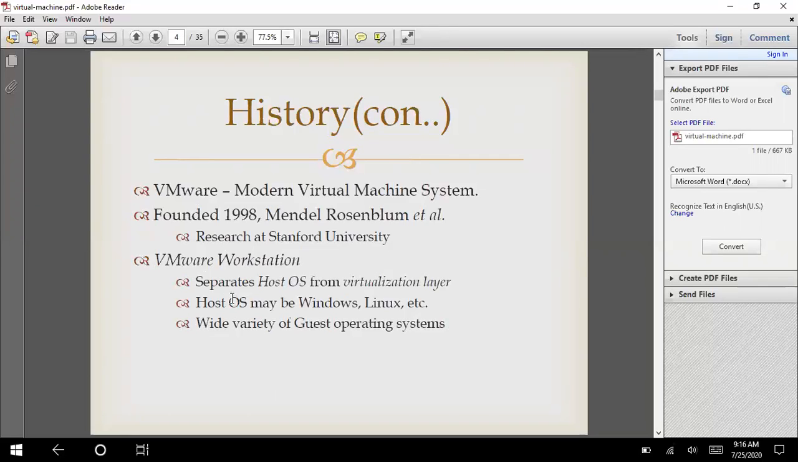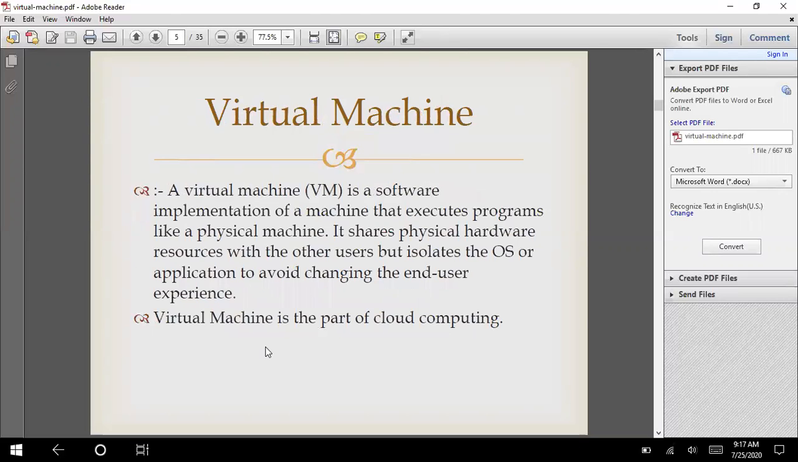See, these are the advantages of VMware Workstation. VMware Workstation separates the host operating system from the virtualization layer. The host operating system may be Windows or Linux, any operating system, with a wide variety of guest operating systems. So that was the history part, how it was introduced and how it was developed.